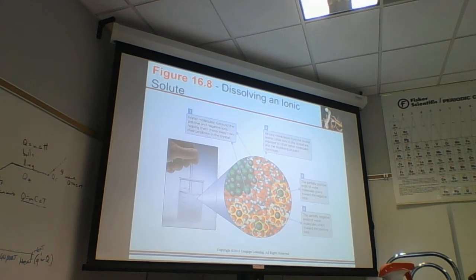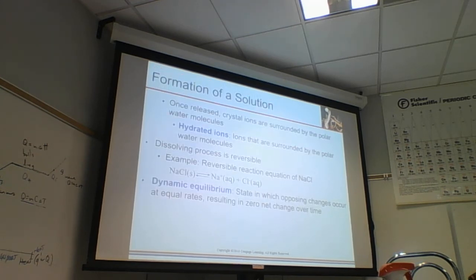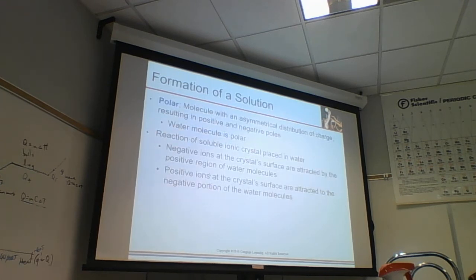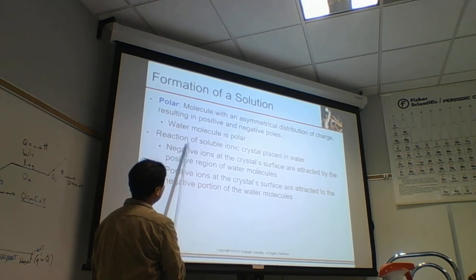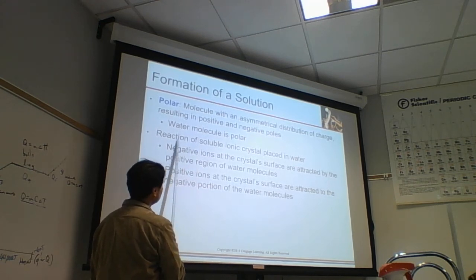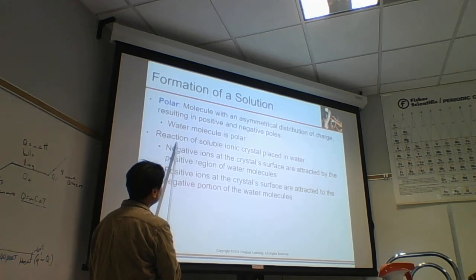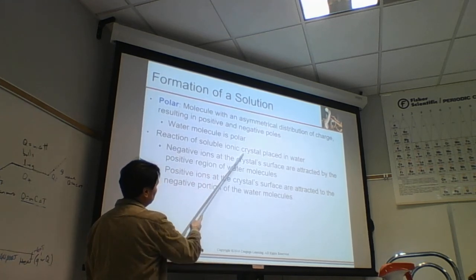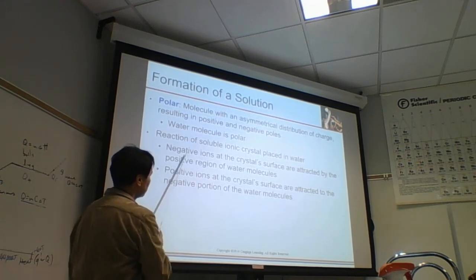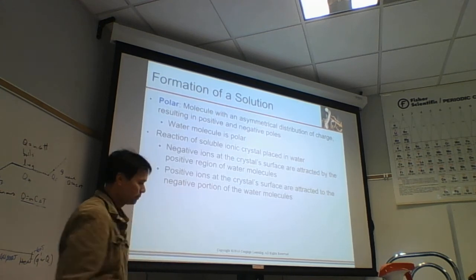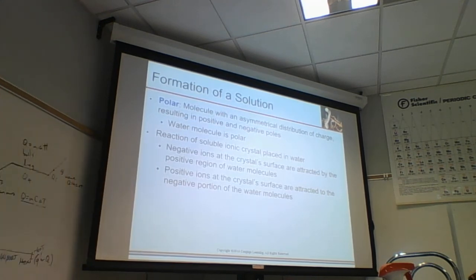So, let's take a look at this. So, polar, and we talked about polar molecules earlier. Here they're looking at the dissolving. This is actually a physical process, not a chemical reaction. They're dissolving ionic crystal, sodium chloride, in water. There are ions on the surface. Those are going to attract the water molecules. There are collisions. Those ions break off to form hydrated ions.